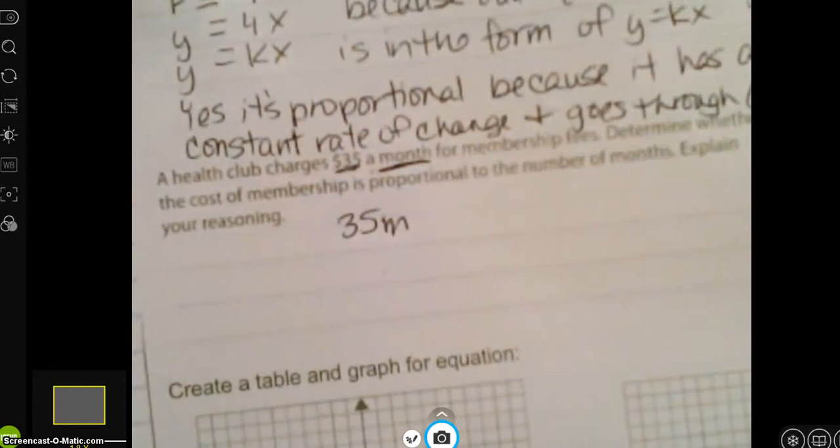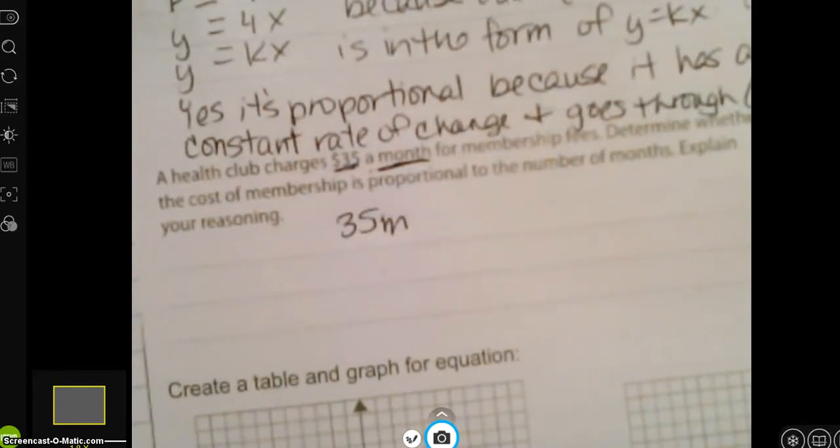Remember, that means 35 in. It means a number next to a letter. Okay? And think about it. If it's $35 a month, for 1 month, 35 times 1. For 2 months, 35 times 2. For 3 months, 35 times 3, right? So that would give me the cost. Okay? So, look at that. Is that proportional?